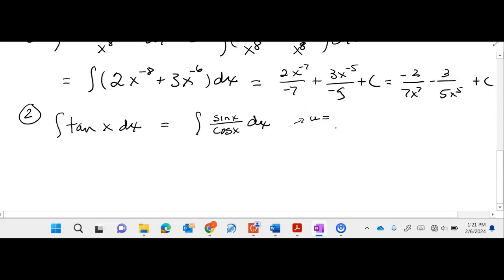Recall when you're using u sub, if u is sine, you can get the derivative of sine, which is cosine. If u is cosine, you can get the derivative of cosine, which is sine. You allow the u to be in the denominator. That is important because your du needs to be in the numerator. Of course, that's negative sine x dx.